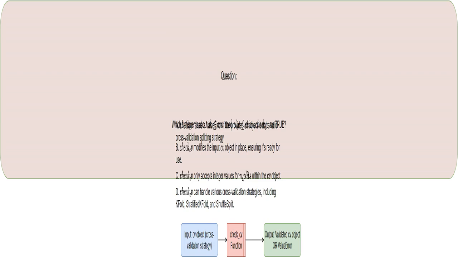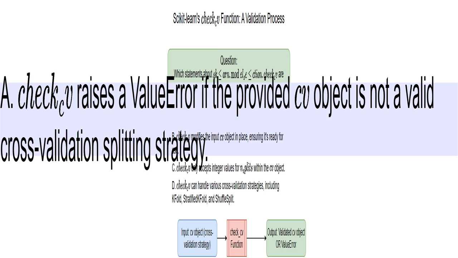It's asking you to identify which statements accurately describe the behavior of sklearn.model_selection, a function in the popular Python library scikit-learn used for validating cross-validation strategies in machine learning. Think about what you know about the function before reading the options. Option A states that if you give the function an invalid method for splitting the data, the function will signal this with a ValueError. Does that sound right to you based on what you know about error handling and data validation?